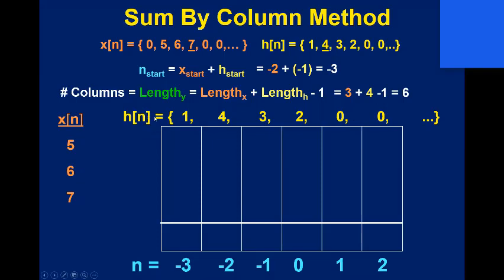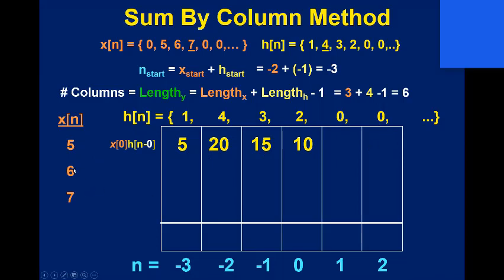First, we start with h of n. We're going to multiply it by our x sub n value, starting in this first column. So we'll take 5 times 1, then 5 times 4 in the next column, 5 times 3 in the following column, 5 times 2, and we could do the zeros explicitly as well and put zeros in here.